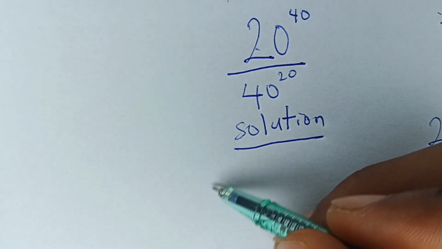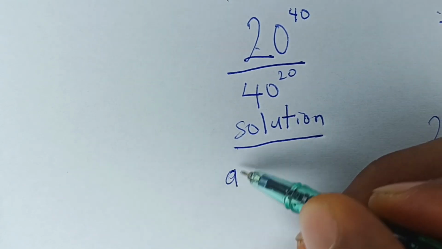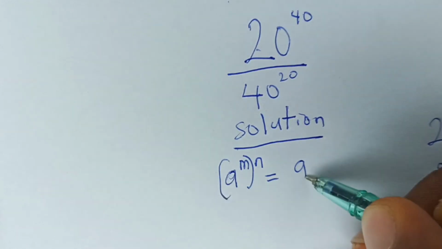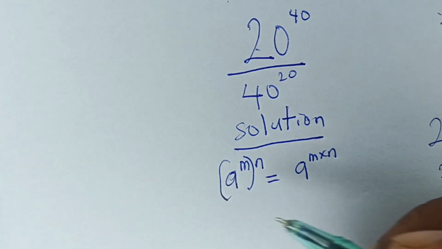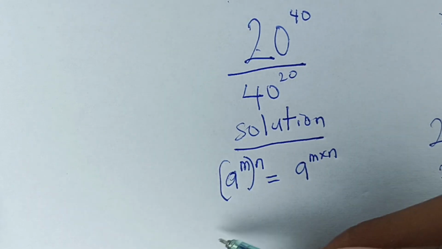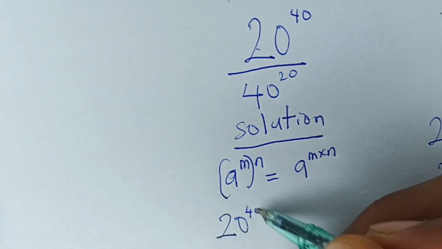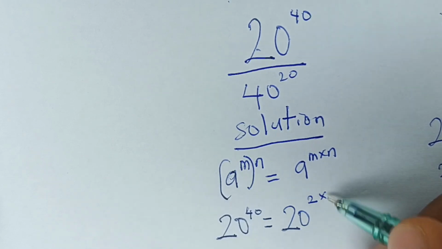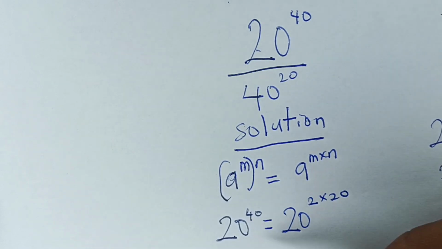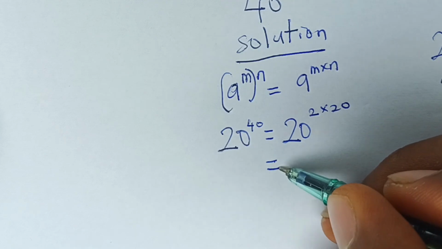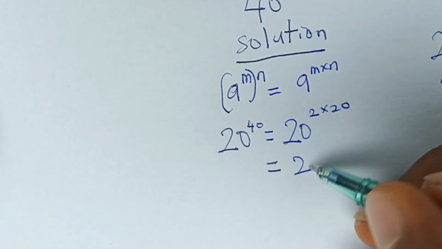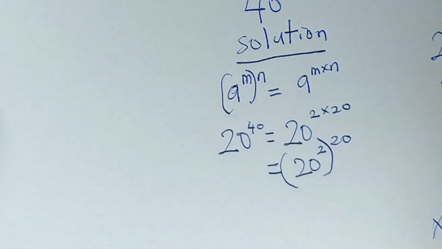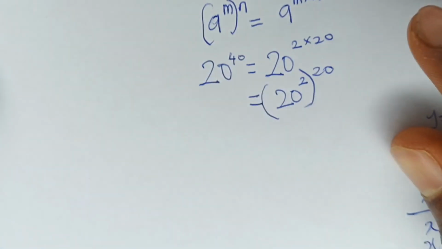is I can say, remember the law of indices that says that a raised to the power m, all raised to the power n, is equal to a raised to the power m times n. Now 20 raised to the power 40, I can express this as 20 raised to the power 2 times 20. Right? Now, this is equal to 20 raised to the power 2, all raised to the power 20, from this law. Now, I can write this into this fraction.